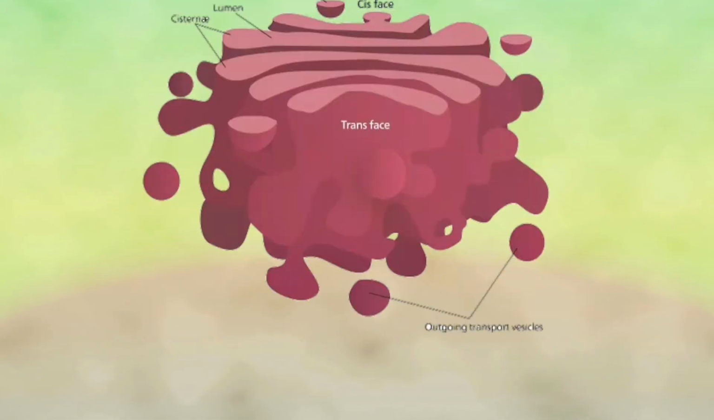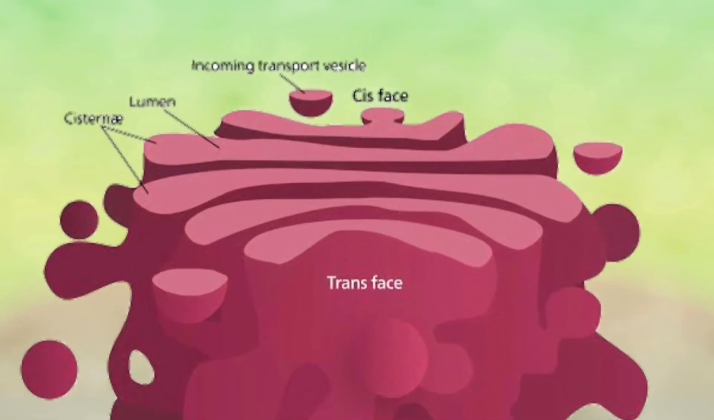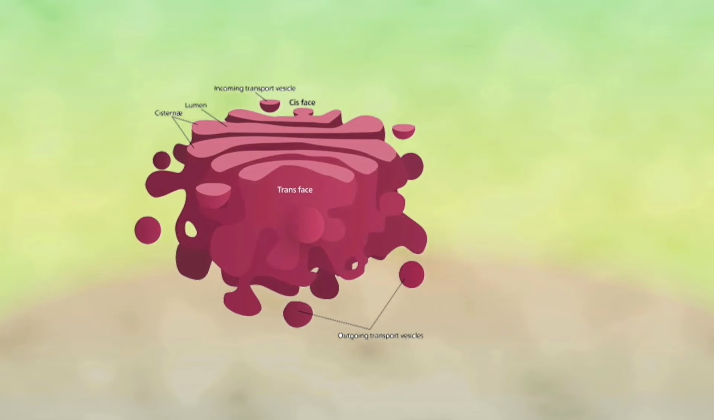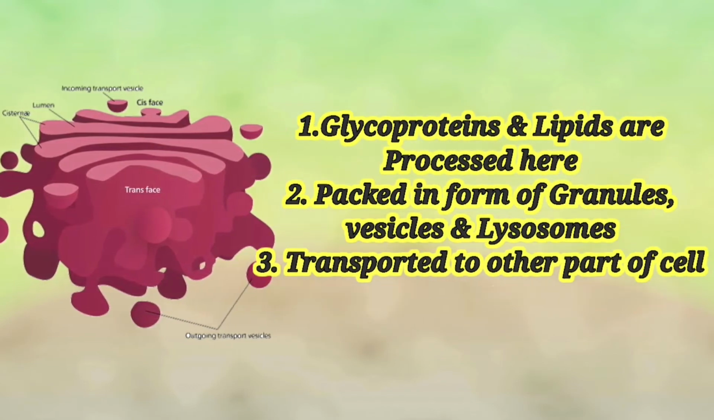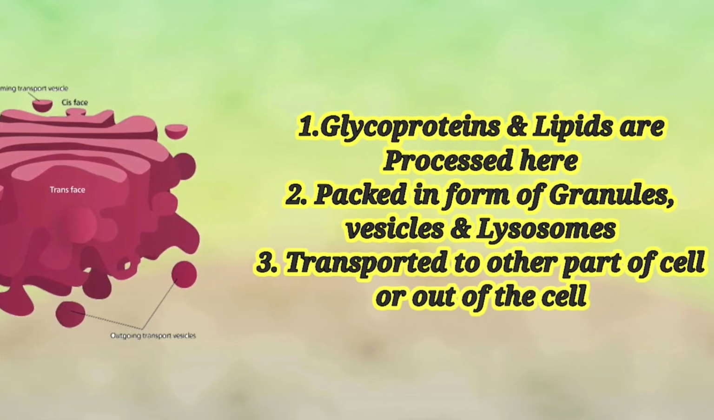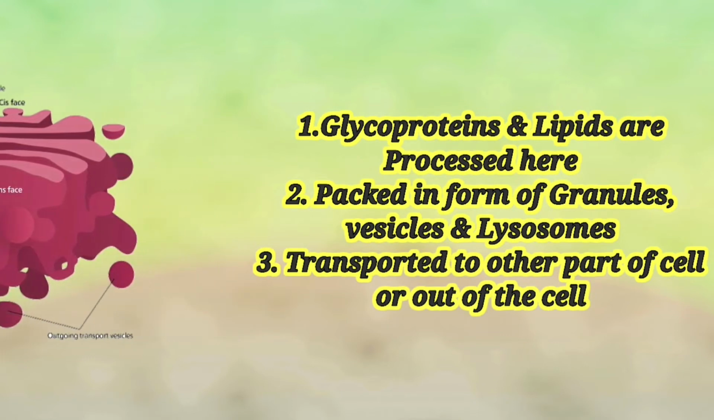The Golgi apparatus, which is having cis phase and trans phase. Glycoproteins and lipids are processed here. They are packaged in form of secretory granules, vesicles and lysosomes and transported in the cells or out of the cells.